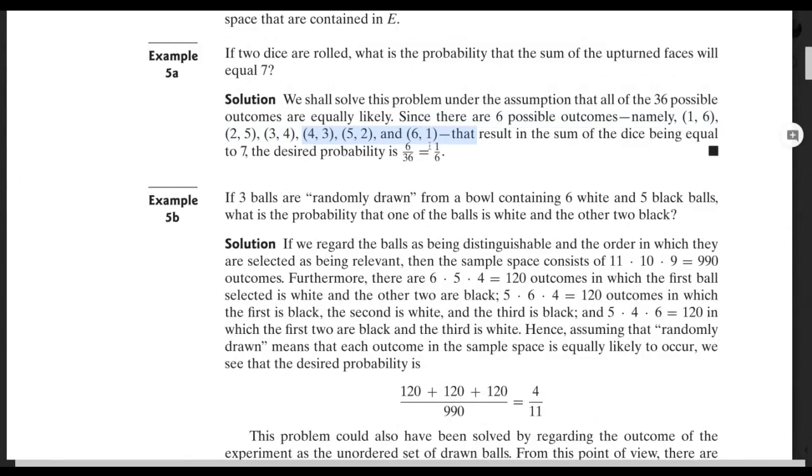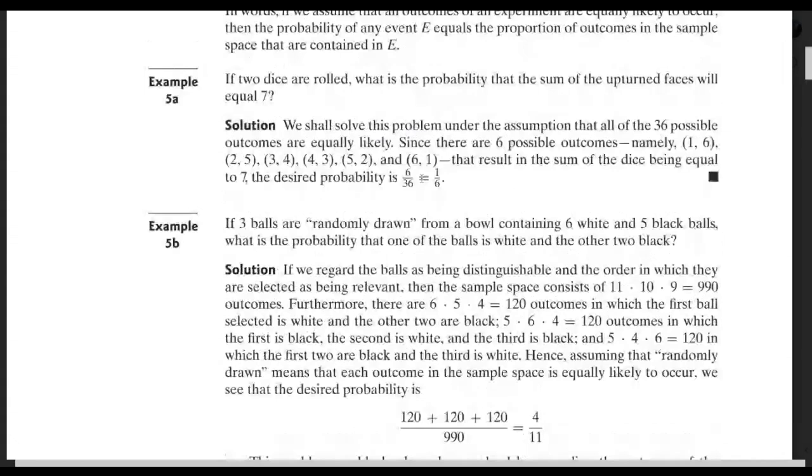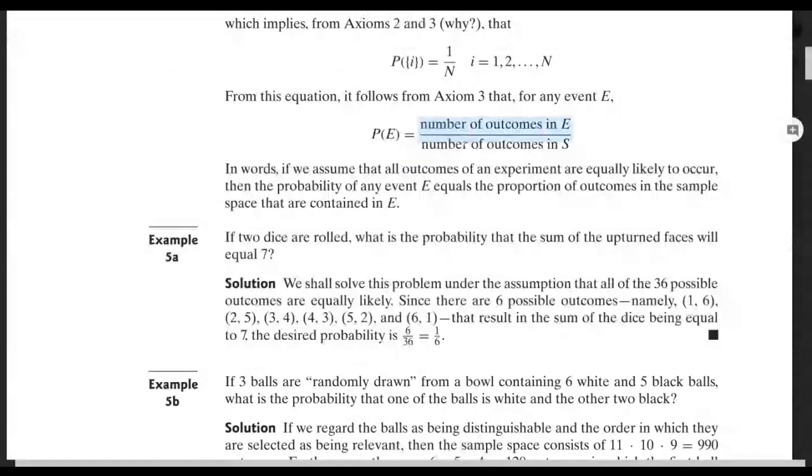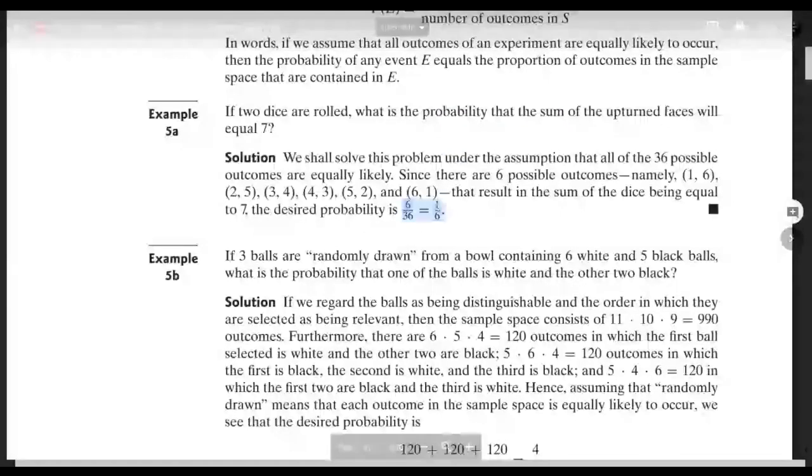So there are 6 outcomes for the face values of 2 dice adding up to 7. So what is the probability? The number of outcomes in which the sum is 7 is 6. The number of outcomes in the sample space is 36. So 6 over 36, which you can simplify to 1 over 6.